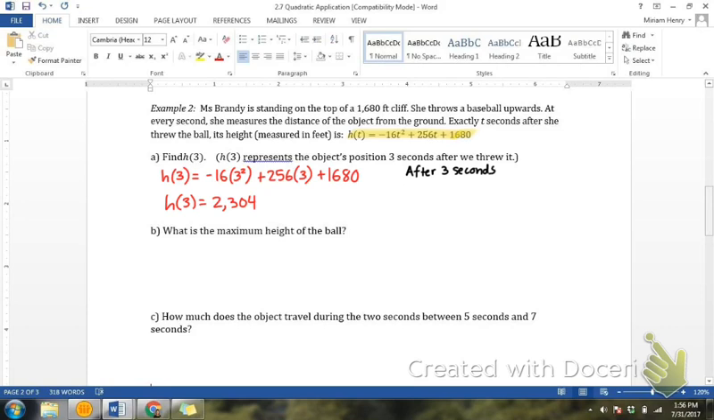Is it an object or a ball? Let's see. Baseball. Oh, she threw a ball. Okay, baseball or object, whatever. The ball will be 2,304 feet off the ground. I was going to say above. Yep, that's fine. It's probably a better word, actually.